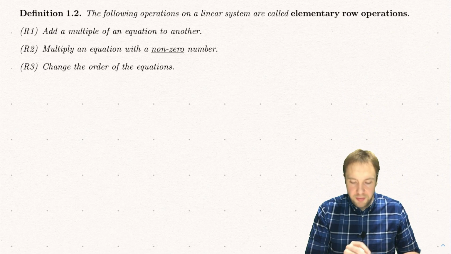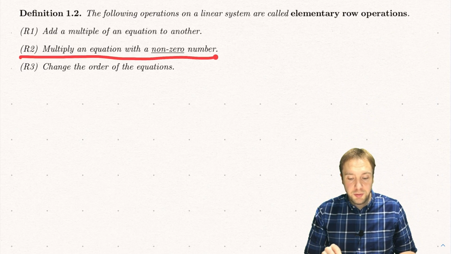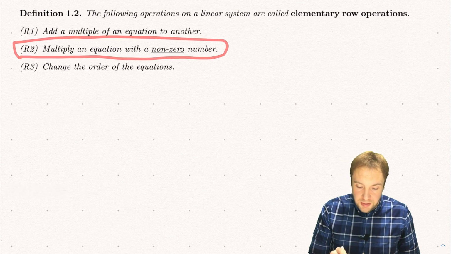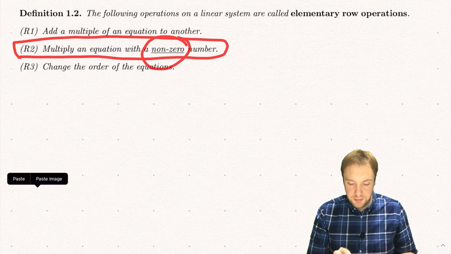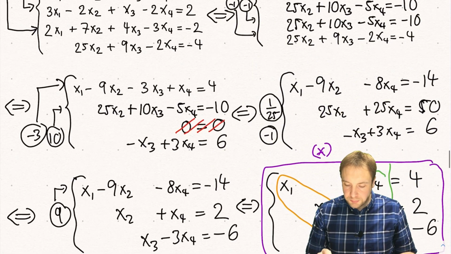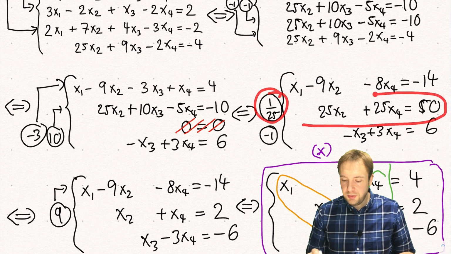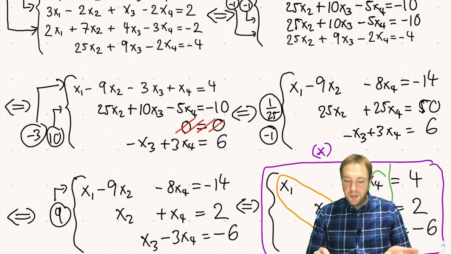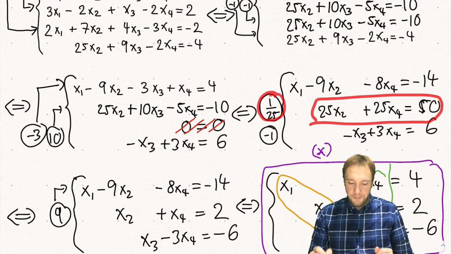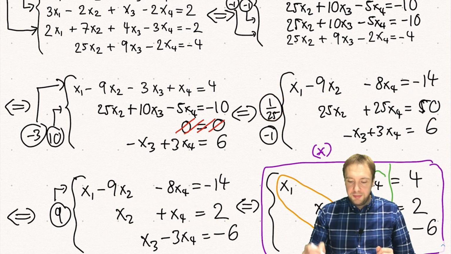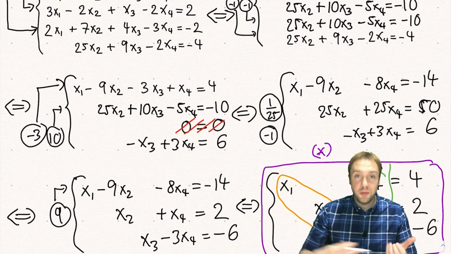And another elementary row operation is multiplying one equation with a non-zero number. And here it's really important that we just allow non-zero. For example, like we did here, in this case we multiply this equation with 1 over 25. And why it's important that this is a non-zero number, because if we would multiply with 0 here, then we would get the equation 0 equals 0 here. But this multiplying with 0, we couldn't go.